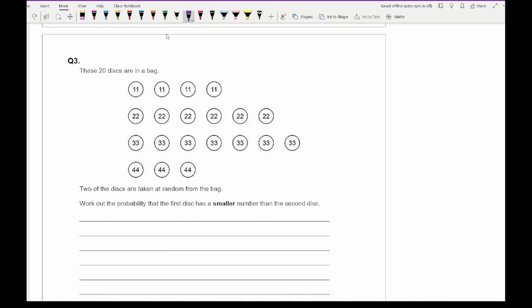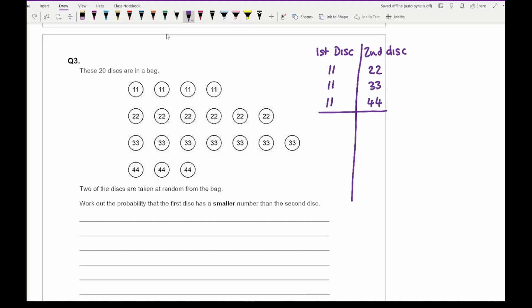So for this, let's have a look at the possible situations. Here we've got the first disc and the second disc. Now we want the first one to be smaller, so let's look at all the possible situations we can have. The first one being 11, the second one being 22, first one being 11 and then 33, 11, 44. Then we've got 22, so the only two that are bigger than that are going to be 33 and 44.